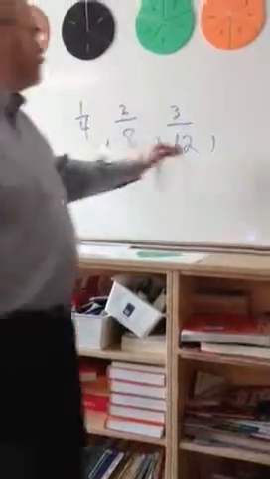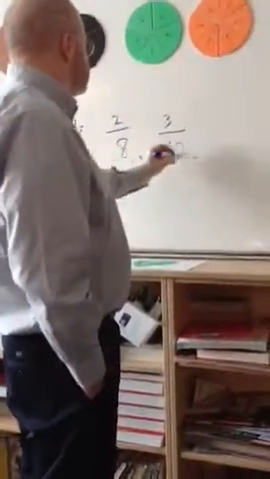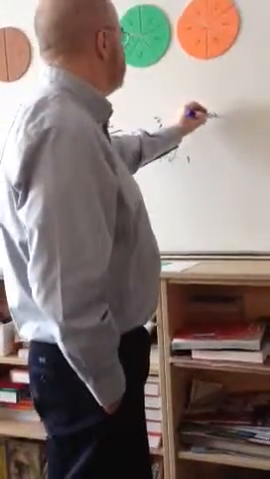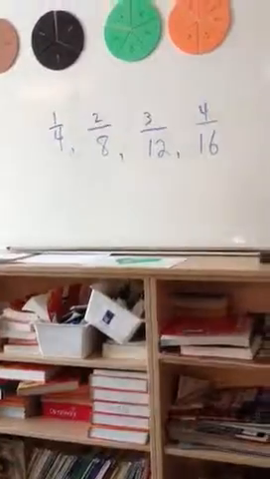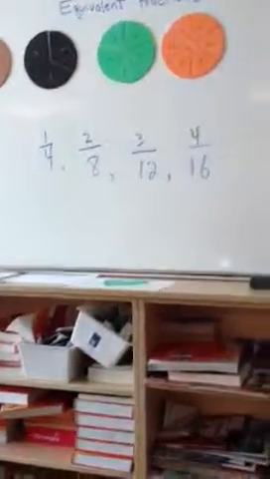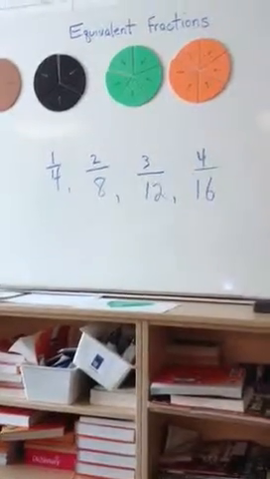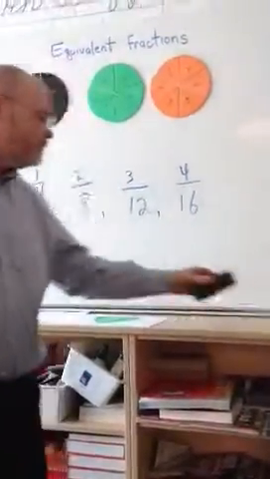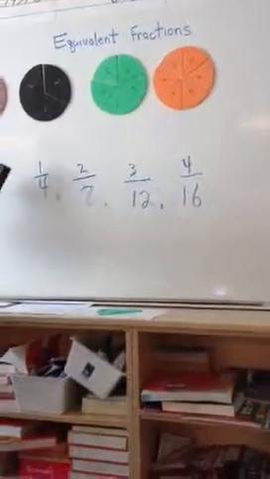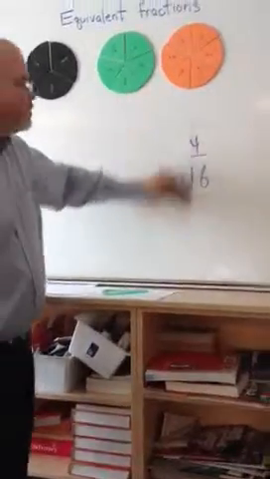And then the next fraction would be 1, 2, 3, 4 over 16. The point is that they're all equivalent, they're all the same amount of the whole. So that's another thing we've been looking at: recognizing equivalent fractions in patterns instead of using the multiplication method.